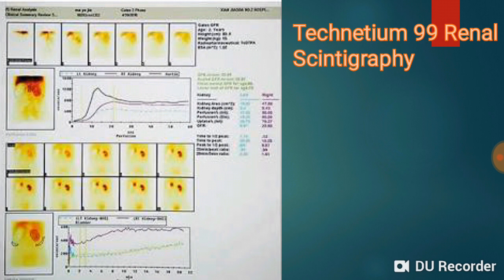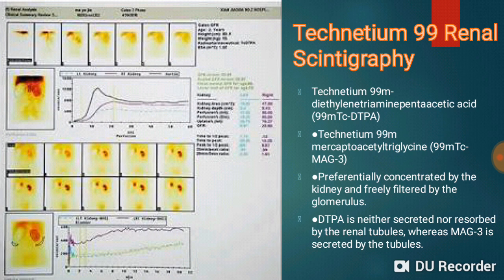Now, this has been replaced mainly by technetium 99 renal scintigraphy. Even though we call it an isotope renogram, different isotopes can be used: either technetium 99 diethylene triamine pentaacetic acid, or technetium 99 DTPA, or technetium 99 mercaptoacetyl triglycine, or MAG3. Both are preferentially concentrated by the kidney and freely filtered by the glomerulus. DTPA is neither secreted nor reabsorbed by the renal tubules, whereas MAG3 is secreted by the tubules. So MAG3 has an added advantage over DTPA: it gives a better picture even in kidneys where the renal function is poor.